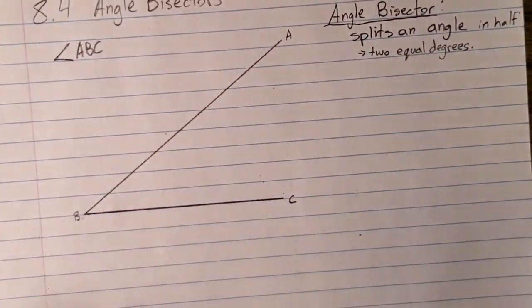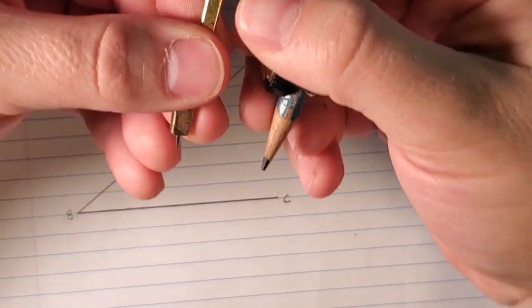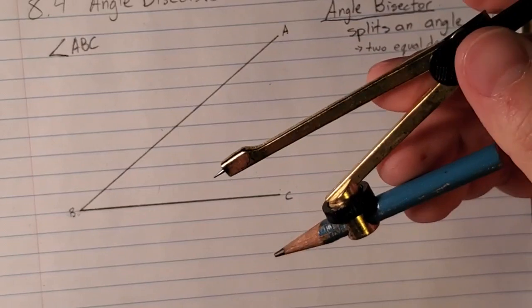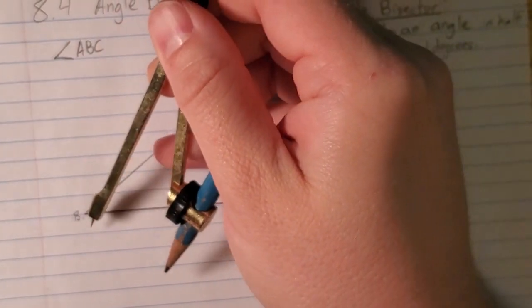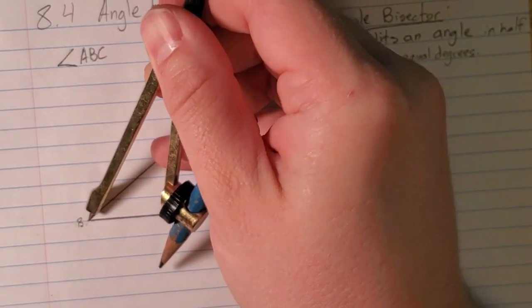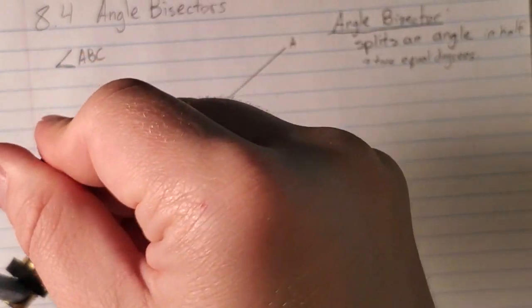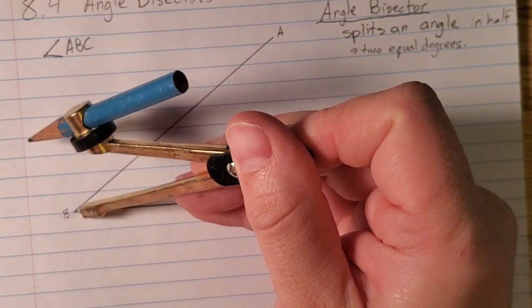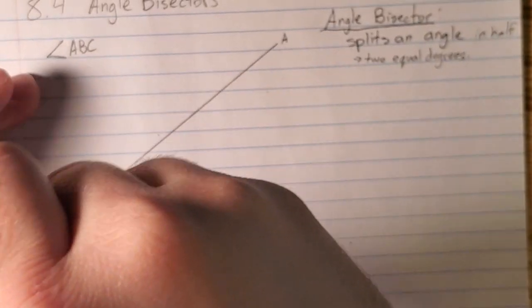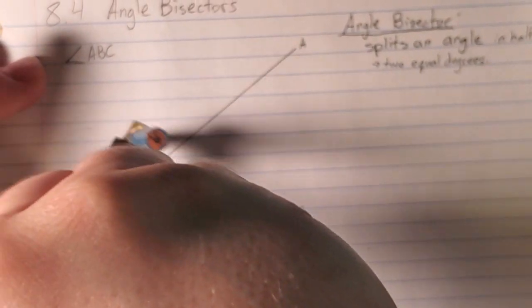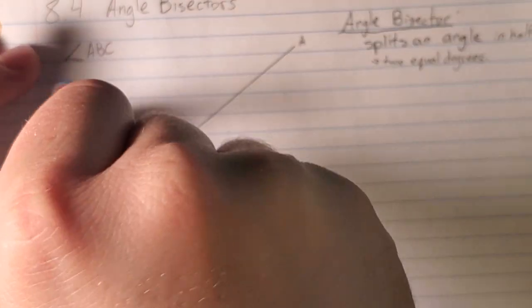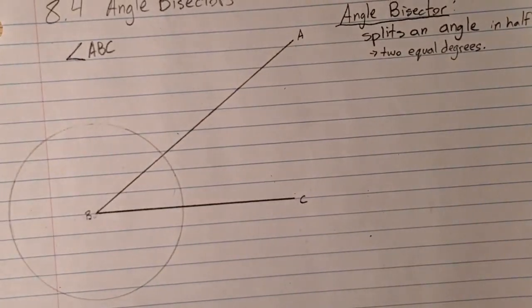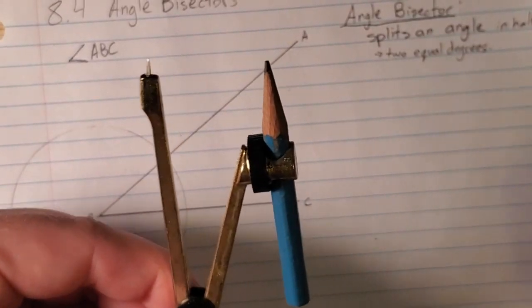We're going to use our compass. What you need to do is set your compass, and you're simply going to put the point on the center of the angle, and draw a circle. Oh, I slipped. Let's try this again. There we go. Now, important, keep this the same size. Do not move it.